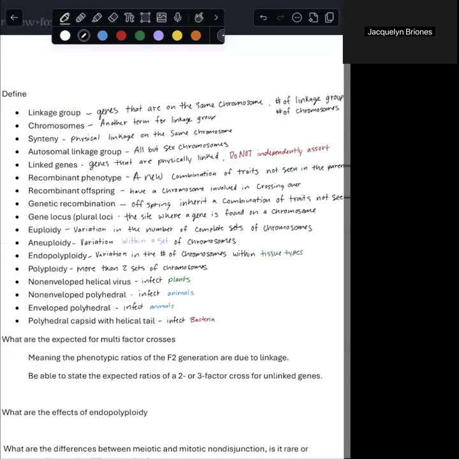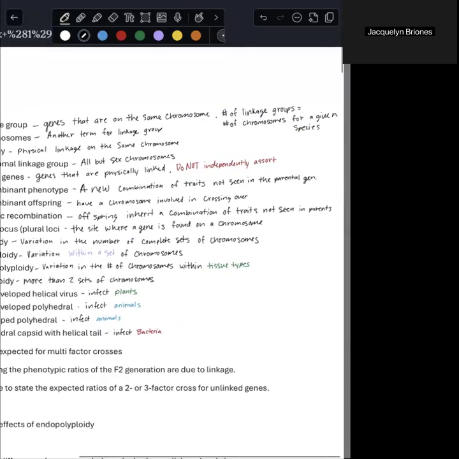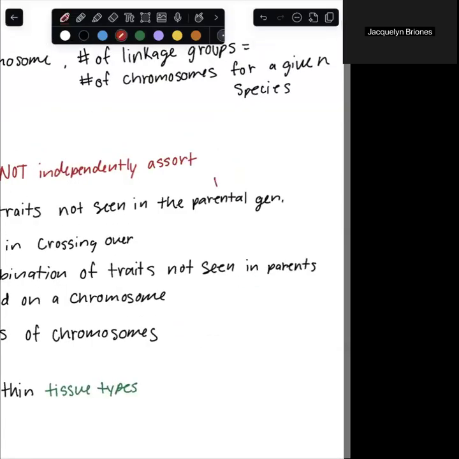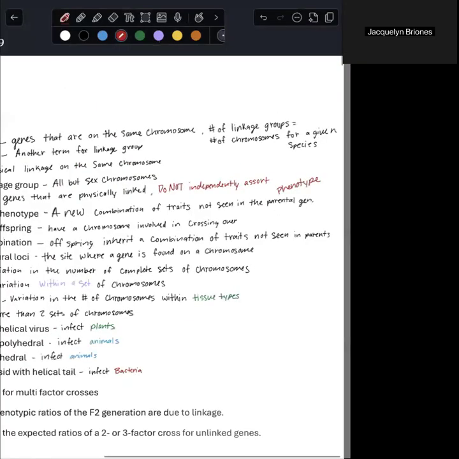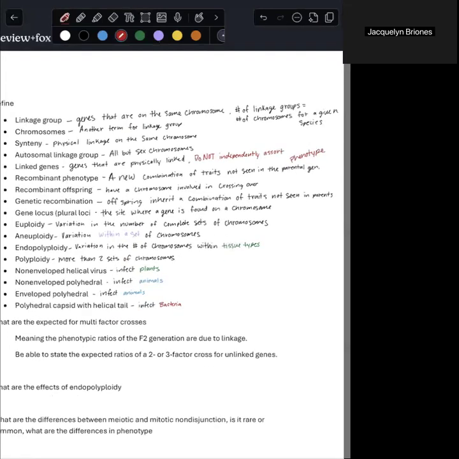Recombinant phenotype is a new combination of traits not seen in the parental generation. And remember, this is phenotype. Recombinant offspring have a chromosome involved in crossing over, so that's what gives us our recombinant phenotype. Also, genetic recombination is how that happened. Offspring inherit a combination of traits not seen in the parents. Gene locus is the site where a gene is found on a chromosome.